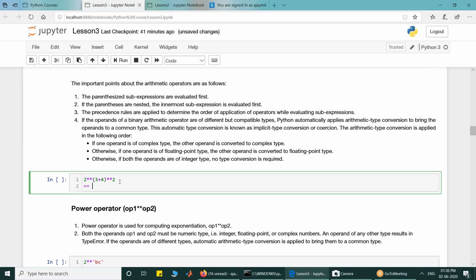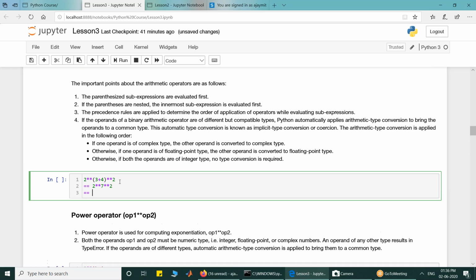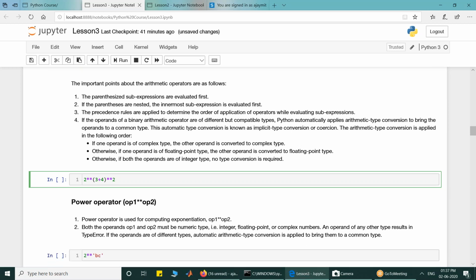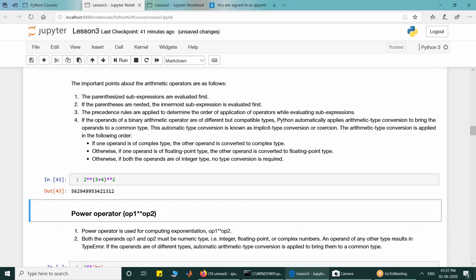So this is equivalent to 2 exponent 7 exponent 2. And now because I know the precedence rules, this will be evaluated as 2 exponent (7 exponent 2). So what I expect from this is an output of 2 raised to power 49. So if I execute it, this comes out to be a value which is 2 raised to power 49.